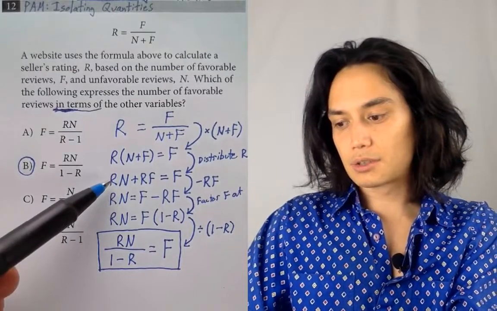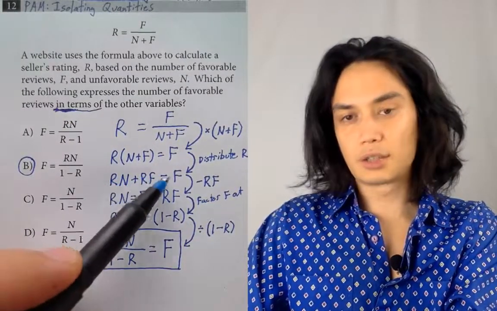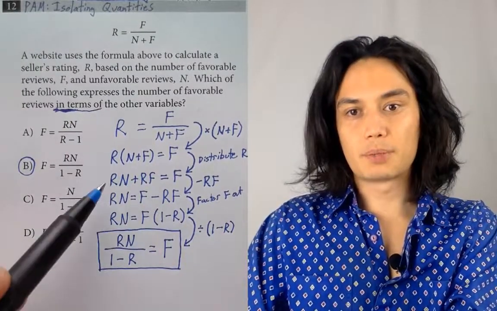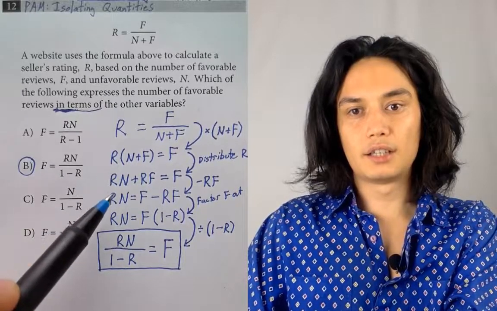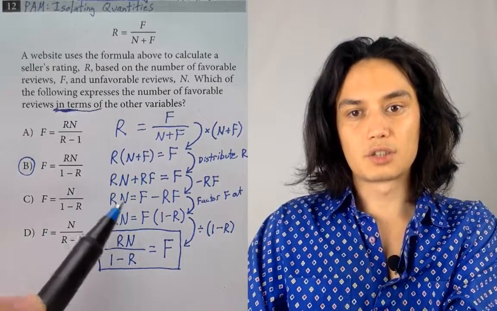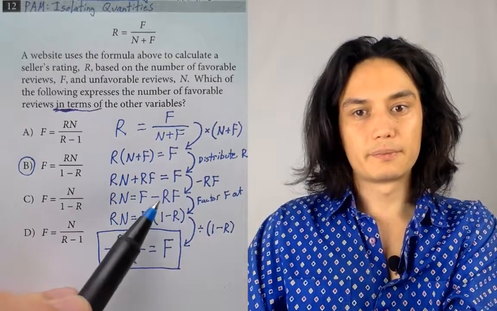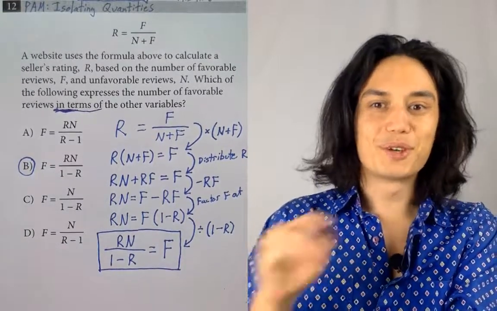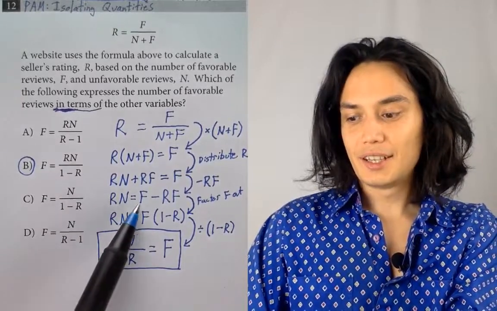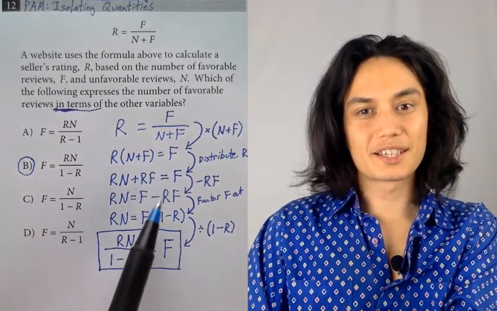And so instead of rn plus rf equals f, we're going to subtract both sides by rf. So we get rn and then rf minus rf. This cancels, so it's just rn alone, and then equals f minus rf. All right. So now we finally have something, and we have both of these f's kind of together.